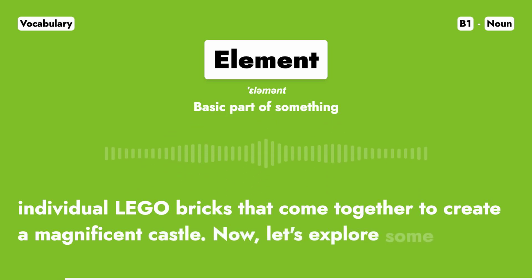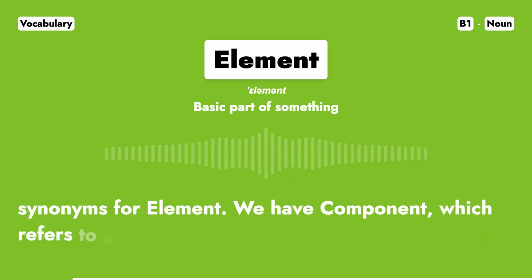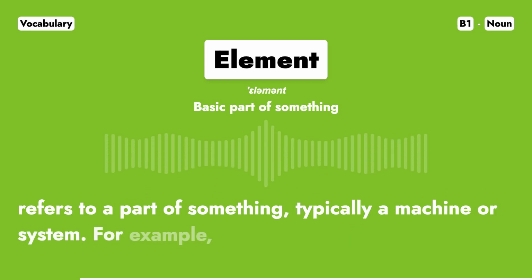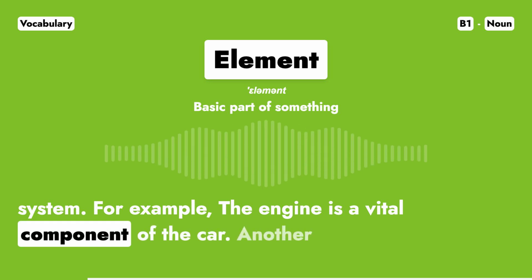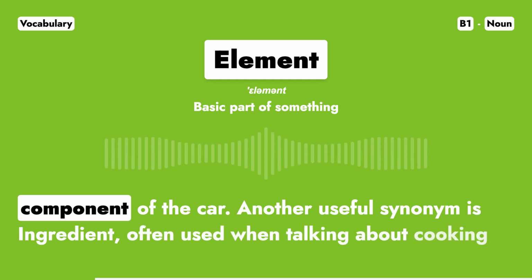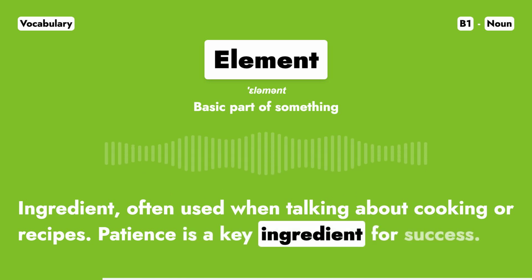Now, let's explore some synonyms for element. We have component, which refers to a part of something, typically a machine or a system. For example, the engine is a vital component of the car. Another useful synonym is ingredient, often used when talking about cooking or recipes. Patience is a key ingredient for success.